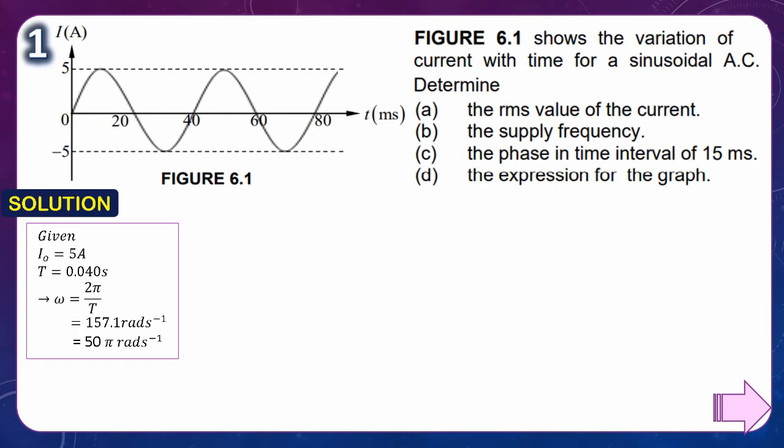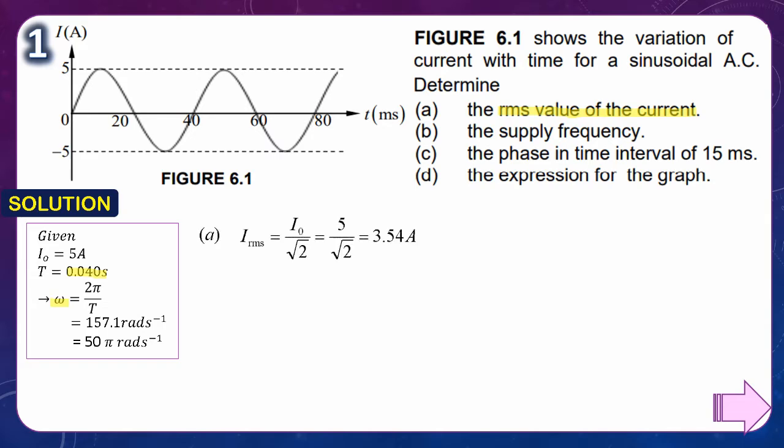from the graph. The first one is, at the y-axis, we have I naught, which is equal to 5 ampere, and at the x-axis we have the period, which is equal to 40 millisecond or 0.04 second. From the period, we get the hidden information, which is the angular frequency, equal to 157.1 radian per second or 50 pi radian per second. Now we want to calculate the RMS value for current, or I RMS.